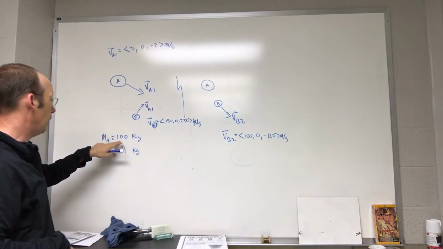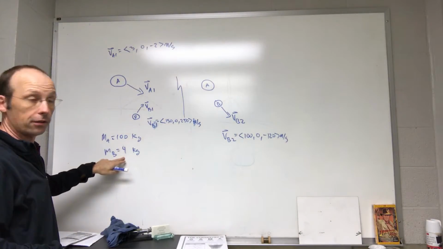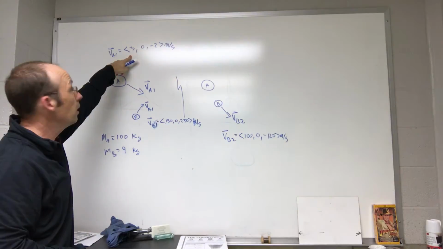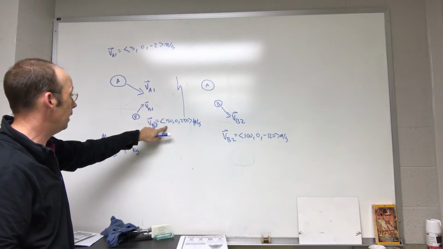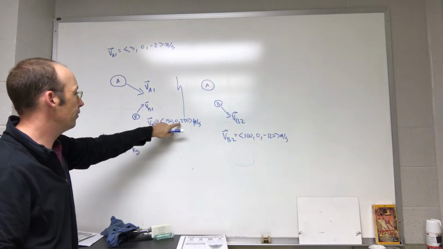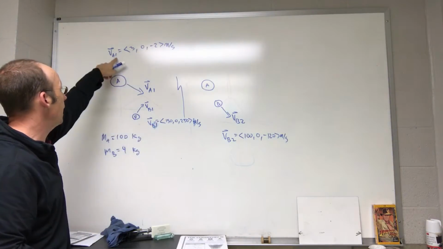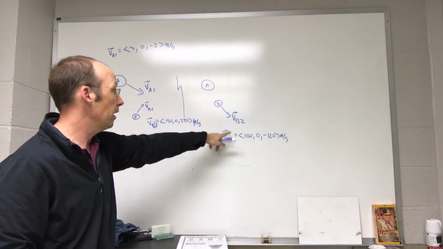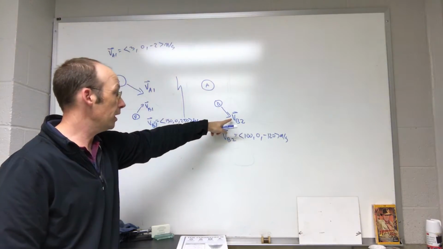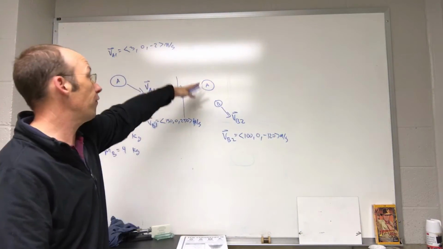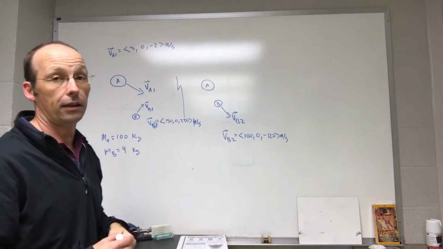I have object A is 100 kilograms. B is 4 kilograms. The velocity of A before is 3, 0, negative 2. And then B is 150, 0, 250 meters per second. And so I'm calling this VB1 and VA1. After they collide, object 2 is moving with a velocity of 100, 0, negative 120. And we want to find the velocity of A. That's what we want to do.